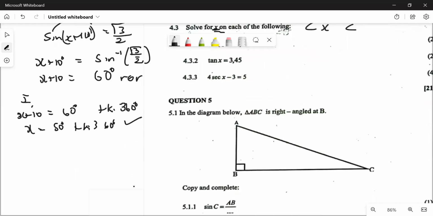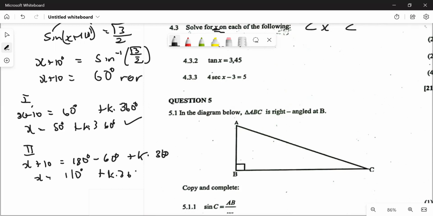What else do we have? We're going to have the second quadrant. According to the second quadrant, x + 10 is going to be equal to 180 degrees minus 60, plus k multiplied by what? By 360. And then x is going to be equal to 110 plus k multiplied by what? By 360.